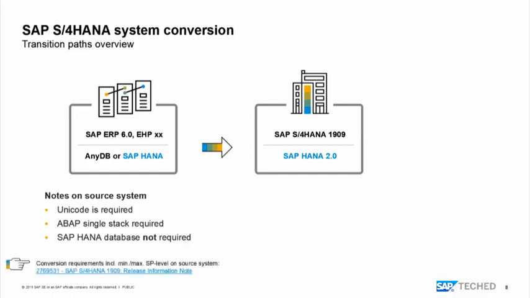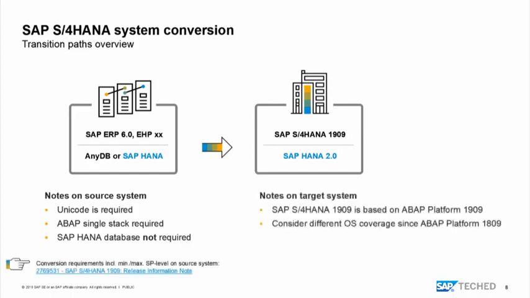Then the target system, well, remarks on the SP levels required. Target system, just for naming, S4HANA 1909 is based on the ABAP platform 1909. And you know that S4HANA is not based on SAP NetWeaver. The concept of SAP NetWeaver is part of the old classical business suite. S4HANA is not based on NetWeaver, but of course it's based on ABAP, and we name this now ABAP platform. We already had the ABAP platform 1809.